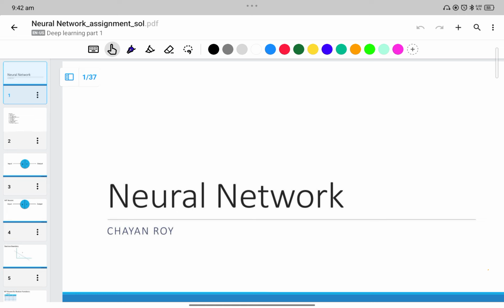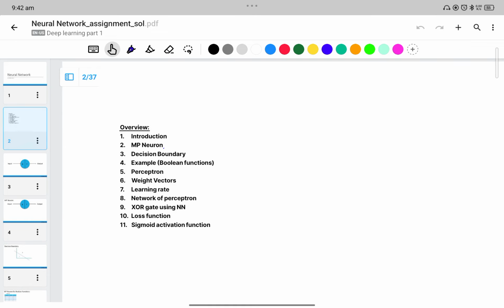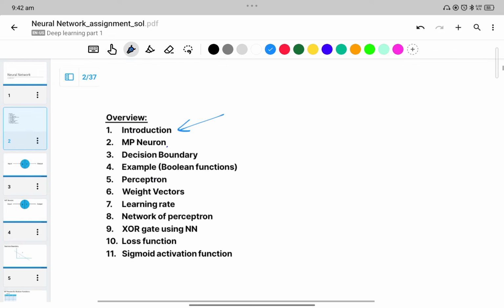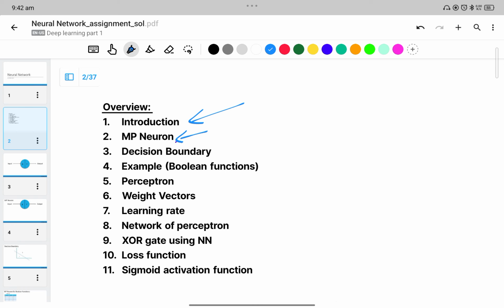First of all, let's briefly discuss the overview of the lecture. First, we will discuss the introduction of neural networks, and later we will talk about the McCulloch-Pitts neuron. Then we will understand what a decision boundary is, with some examples using MP neurons on Boolean functions. Later, we will discuss the perceptron. This is very important. Then we'll understand what weight vectors are. We'll then talk about the learning rate.